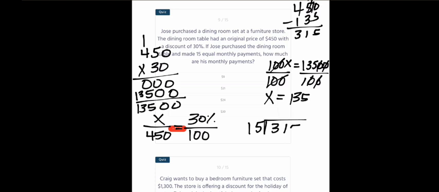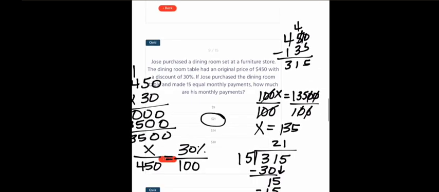So 15 goes into 315. 15 goes into 30, 2 times. 15 times 2 is 30. 31 minus 30 is 1. I bring down that 5. 15 goes into 15 one time. 15 times 1 is 15. And I get 0. I have no other numbers to bring down, so I can cross out. So my answer is $21 payments. Okay? Alright, let's look at that next one.